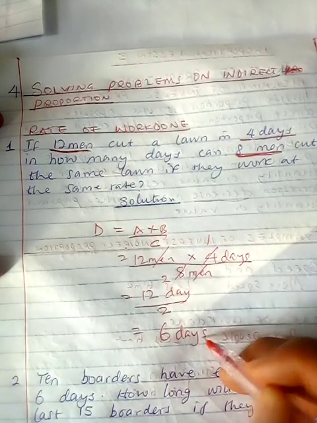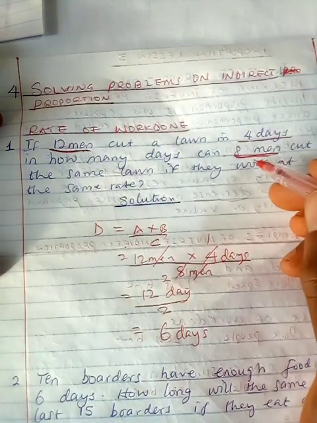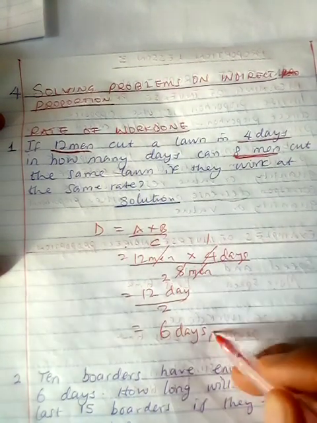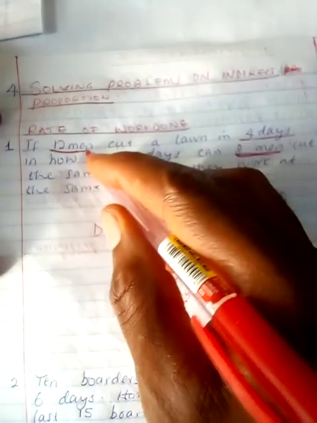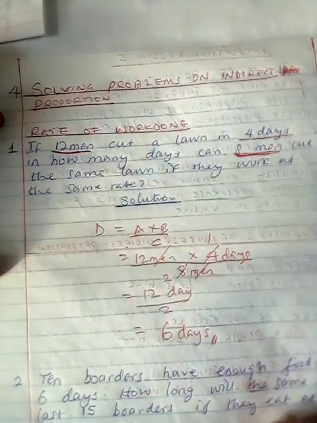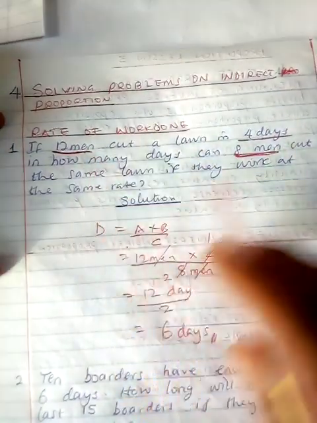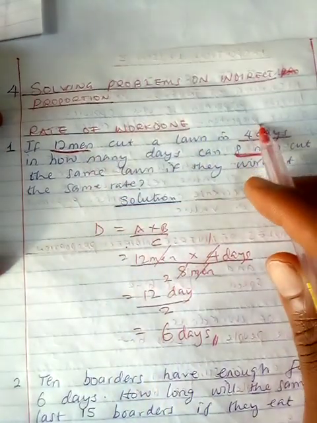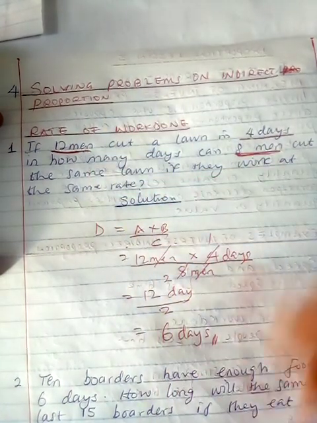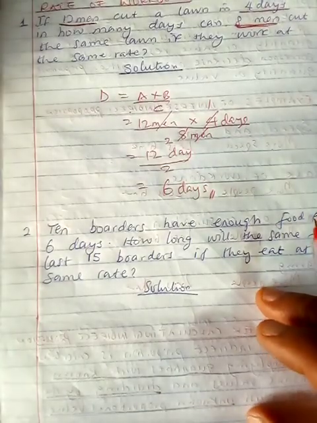So that means we're going to take 8 men. It's going to take these 8 men 6 days to cut the lawn, if it takes 12 men 4 days to cut it. So when the men decrease to 8, the days it takes them to cut the lawn have increased. As the men decrease, the days increase. That is inverse proportion.